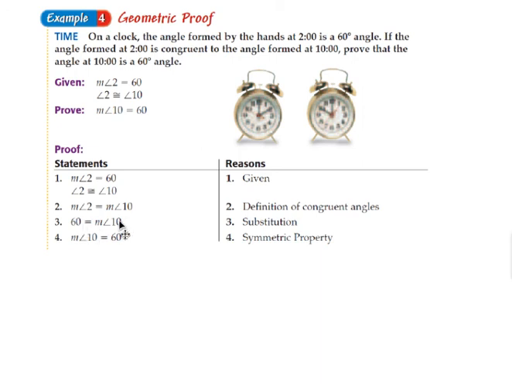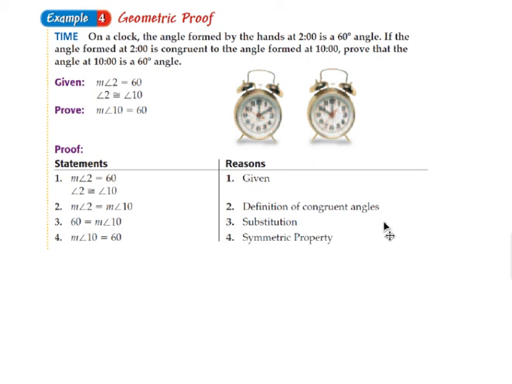And since 60 is equal to the measure of angle 10, we did that via substitution. Then per symmetric property, you can flip the statement and say the measure of angle 10 is equal to 60. Because per the symmetric property, if 60 is equal to the measure of angle 10, then you can also say the measure of angle 10 is equal to 60.